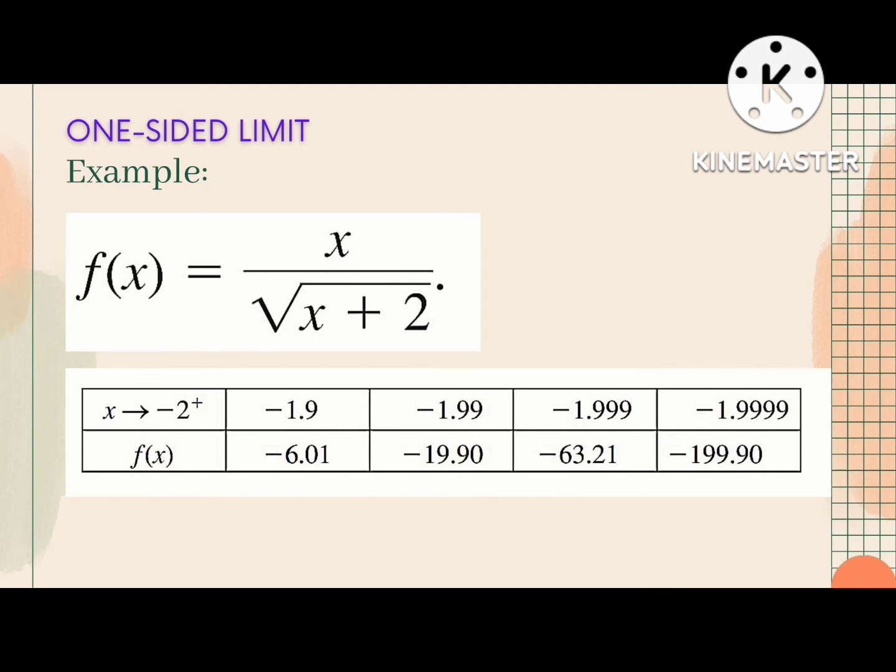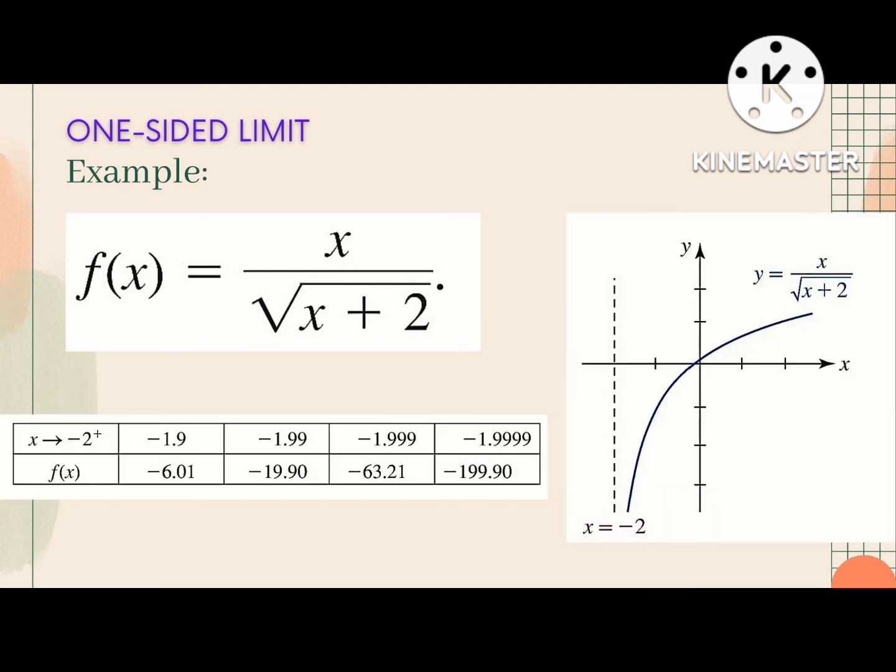We can see that the value of f of x decreases without bound as x approaches negative 2 from the right. Hence, the line x equals negative 2 is a vertical asymptote for this function.